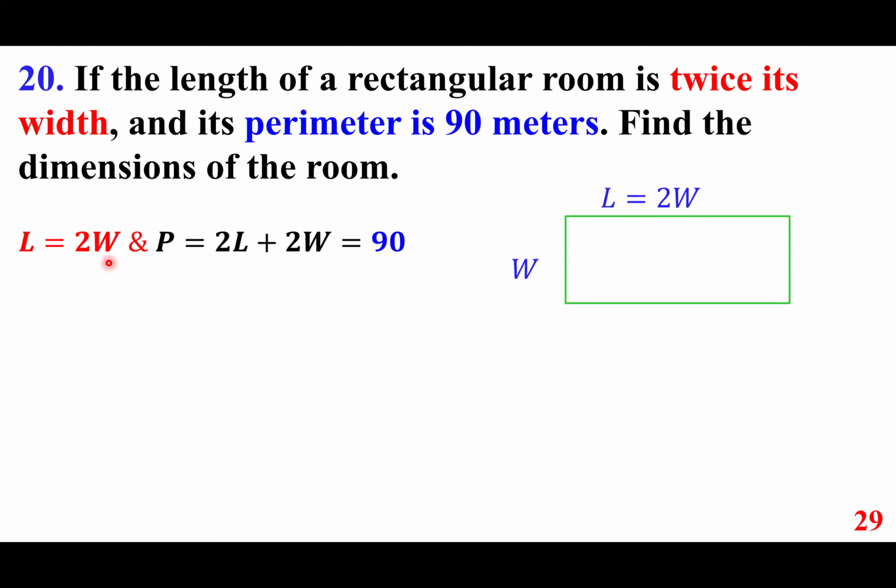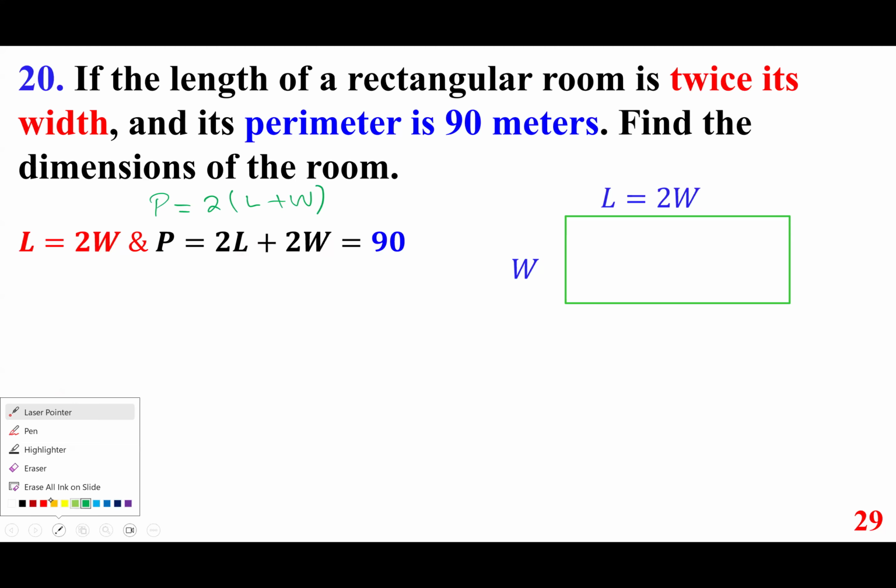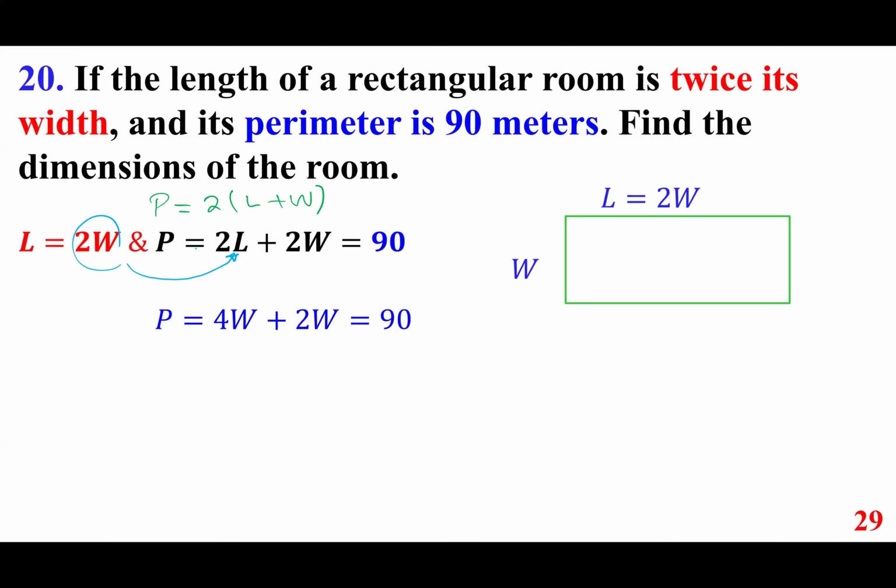So L is 2 times W. P is 2L plus 2W equals 90. And I'm going to remind you that you can say P is 2 times L plus W. Okay, that's the same. So we are going to replace the L with 2W. So 2 times 2W makes it 4W. 4 and 2 makes it 6W.